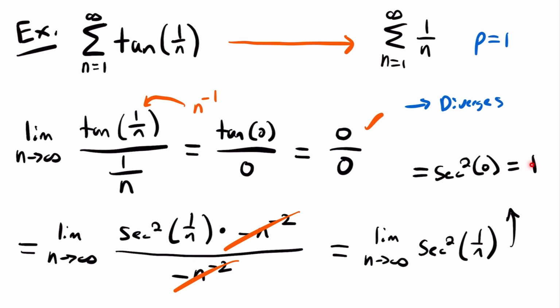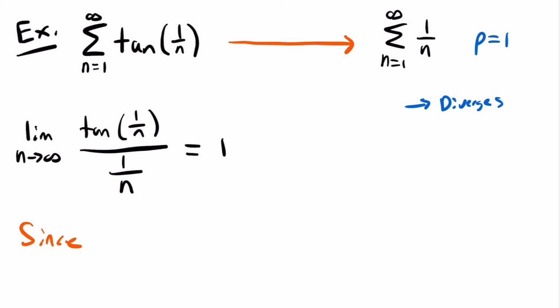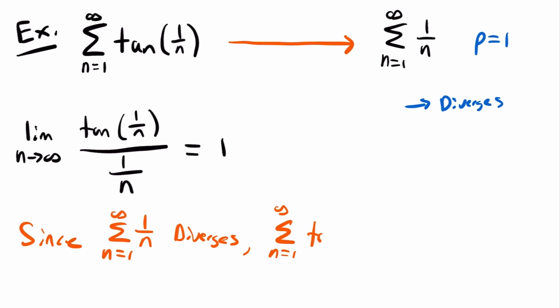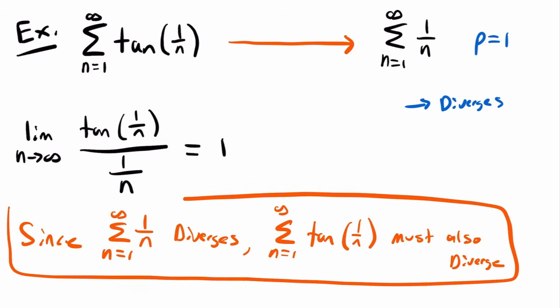And so we have found that this limit is equal to a finite value. We can conclude that this series will also diverge just like our comparison series. Okay, so if I clean up my work, we can conclude that since our comparison series, the sum from n equals 1 to infinity of 1 divided by n diverges, then the original series, the sum from n equals 1 to infinity of tangent of 1 divided by n, must also diverge. Okay? And that is true because we found that this limit was equal to a finite value. That is the conclusion that the limit comparison test allows us to make.